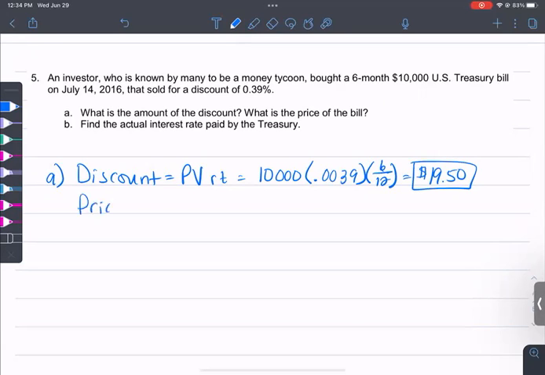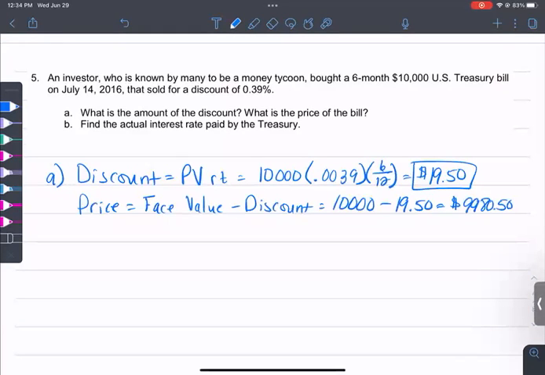So that means the price is the face value minus the discount. So in this case, 10,000 minus $19.50. So $9,980.50. So that one's not necessarily a great discount, but that's because of the short time frame. The longer the time frame, typically the better the discount is.